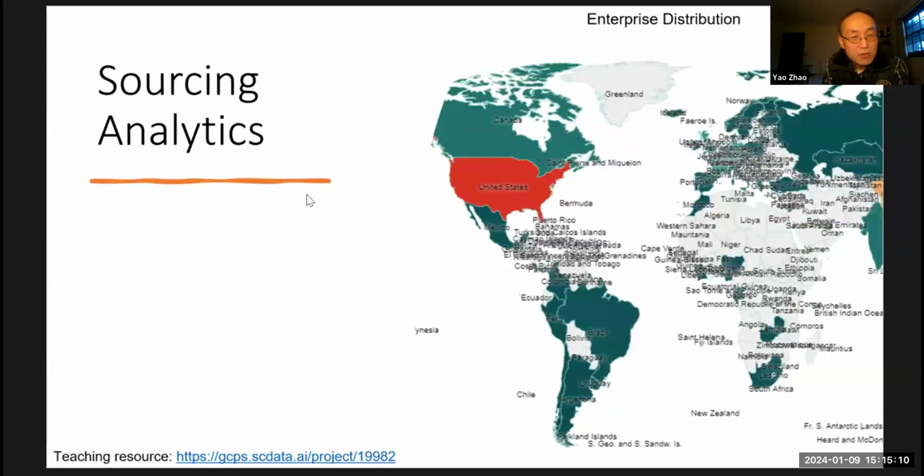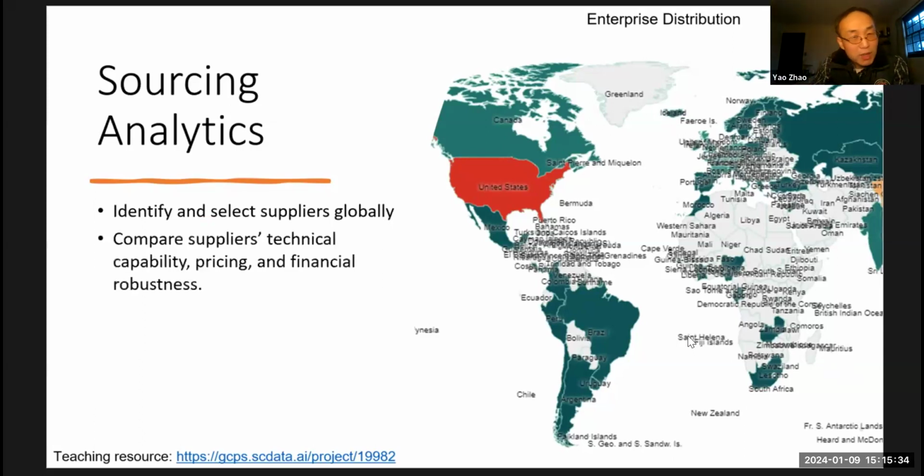Now, sourcing analytics. That's the second cost module in the share. Because cost of goods sold is often the largest cost component for any company, identifying and selecting capable and inexpensive suppliers globally becomes an important issue. So you want to compare suppliers' technical capabilities, their pricing, and their financial robustness. You don't want your supplier to go bankrupt. You also want to measure your leverage and bargaining power relative to your suppliers.